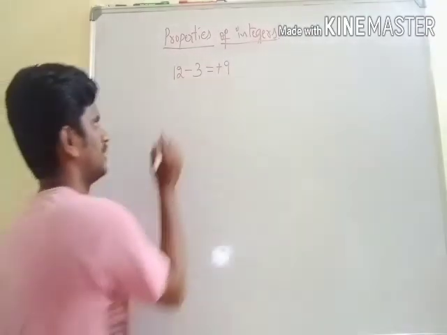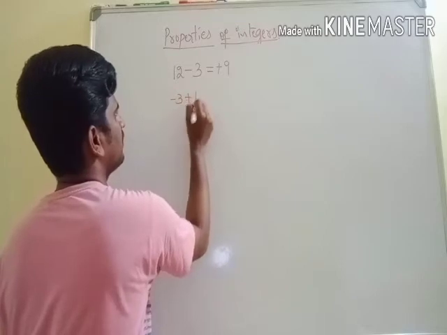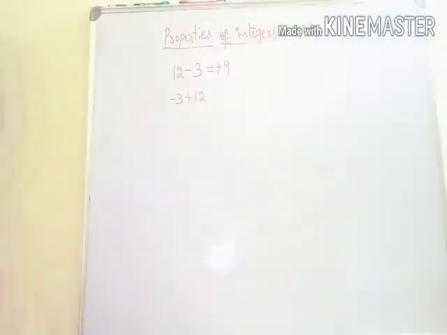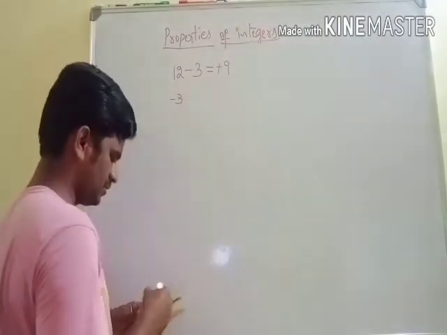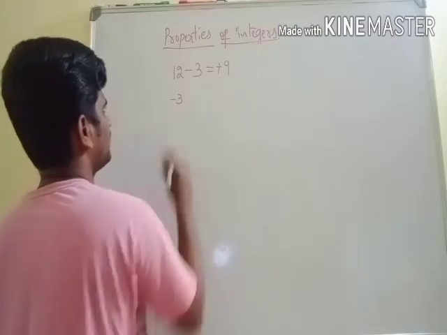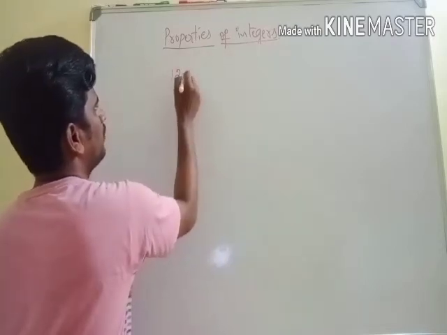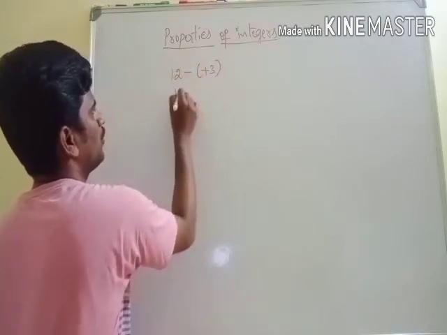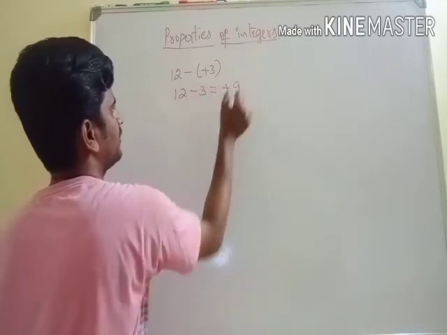Then you reverse this one. This is minus 3 plus 12. This is the difference now, so we have to subtract. Here you write 12 minus of plus 3, that is nothing but 12 plus into minus 3, that is nothing but plus 9.